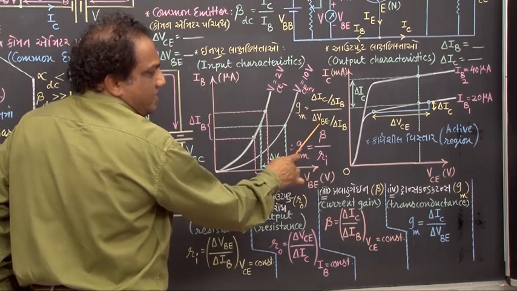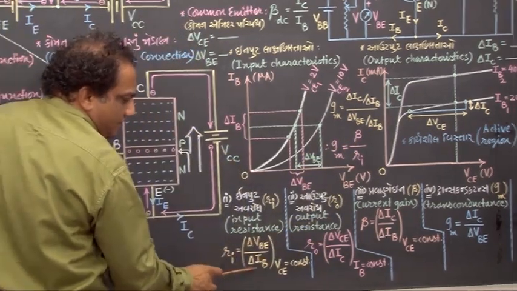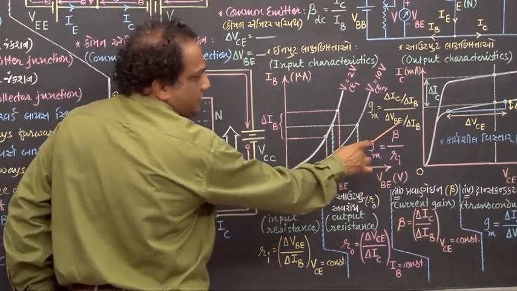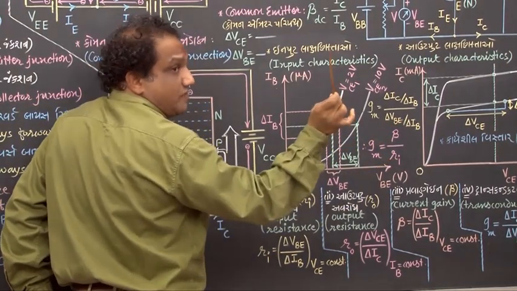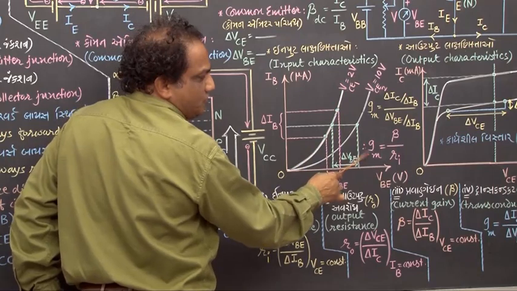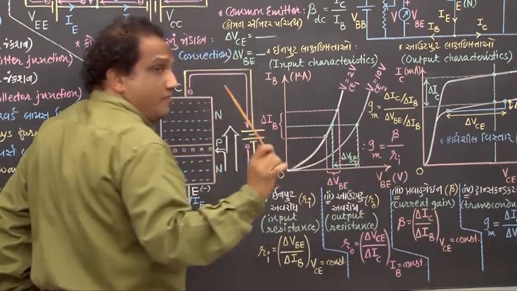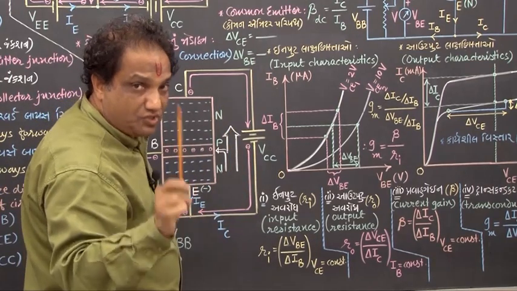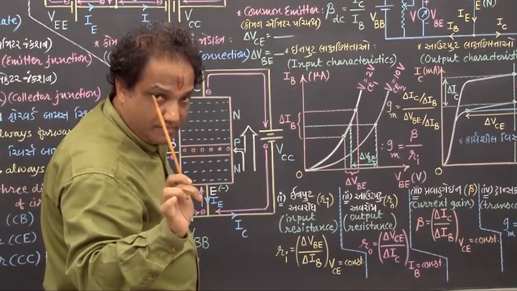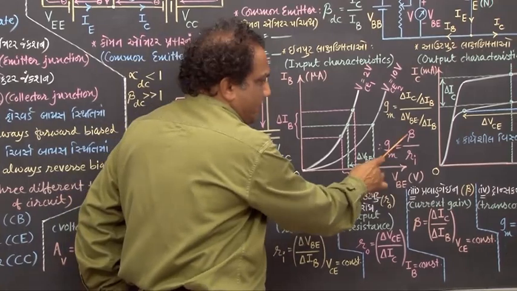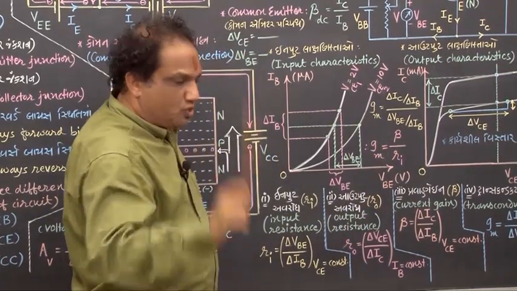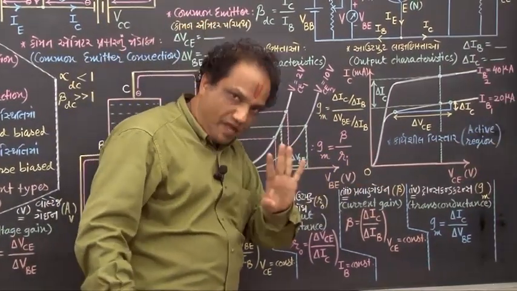What is delta VBE upon delta IB? It is nothing but RI. So replace this by RI. That's why you are getting this formula, GM equals beta upon RI. Please remember this small formula. It will be very much useful to you in the MCQs and the numericals later on in the chapter, okay? GM equals beta upon RI. Now I am showing you how to find out the remaining 3 parameters.